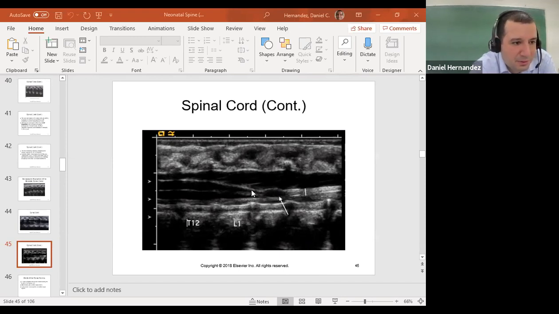So again, if you were to do your assessment of this, you see the conus medullaris, it comes to the tip. So you're looking where it comes to that tip. This is L1, L2. So it's again within the L2 vertebra. So this is normal. It doesn't extend past the L2 vertebra into L3.